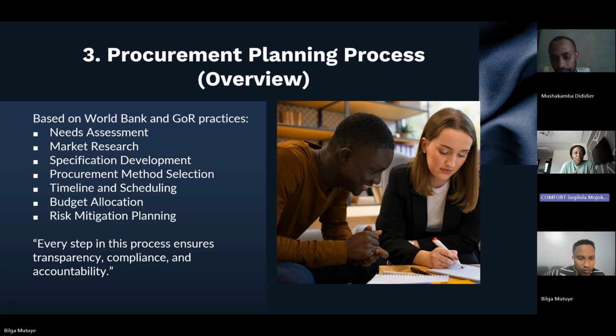So we talk about timeline and schedule, budget allocation, and risk mitigation planning. So risk mitigation is all about us knowing, are we going to tolerate it? Are we going to transfer it, or are we going to treat it? So my colleague is going to explain more details on that. So when we go through all this, we see that these steps just ensure us to have transparency, compliance, and accountability. So I give the floor to my colleague.